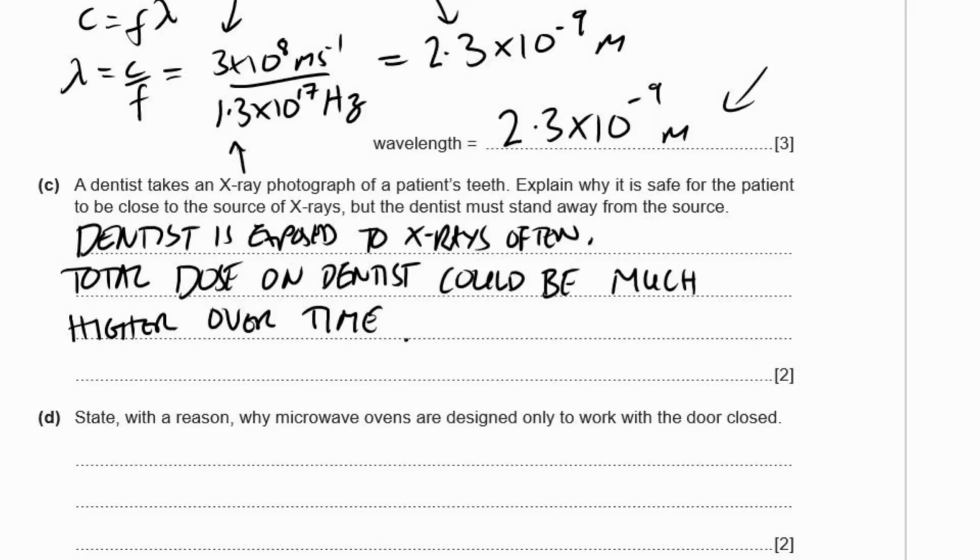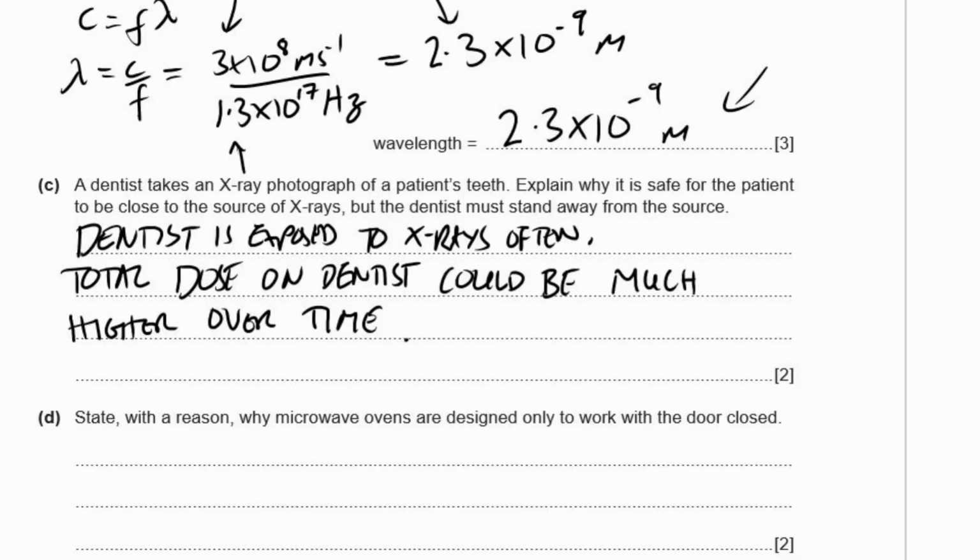D. State with the reason why microwave ovens are designed only to work with the door closed. Well, that's actually because microwaves are harmful to humans, especially in the concentration that they're in microwaves. Much more powerful than you get in a normal, say, a phone. So microwaves are much more powerful. So microwaves generally can be harmful to humans, especially at that power. And they would easily pass through the open door of a microwave oven. So you have to close the door.